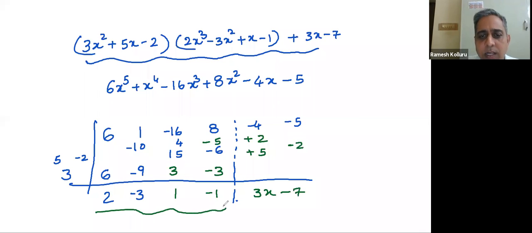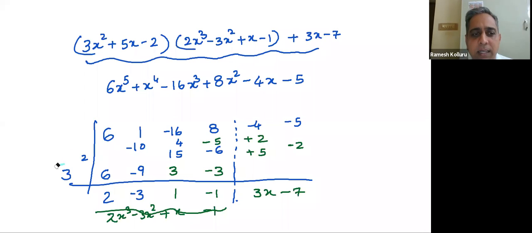Do you observe the same quotient we are getting? 2x cube minus 3x square plus x minus 1, right? I hope I'm clear with this, right? There are no remainders. Always this is perfect division. If at all it is not divided, we will take the last one in the end.